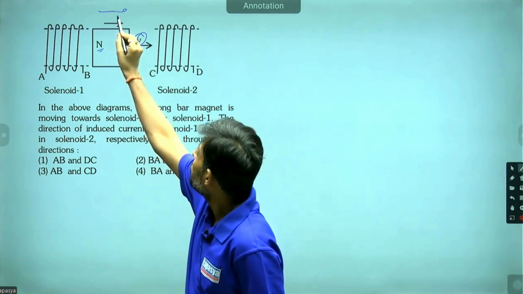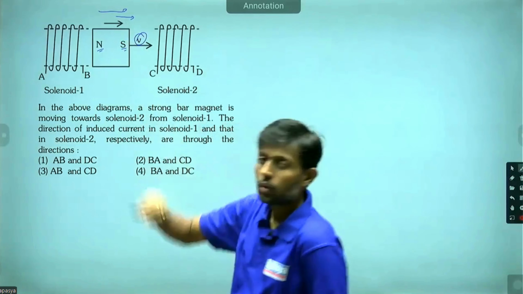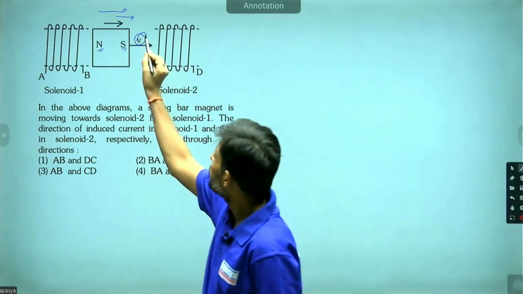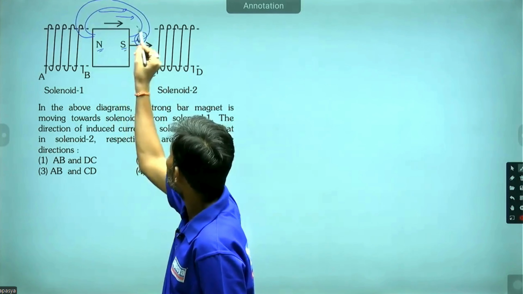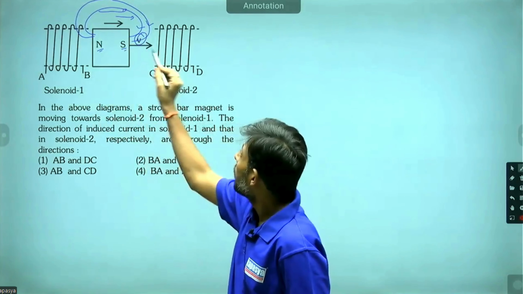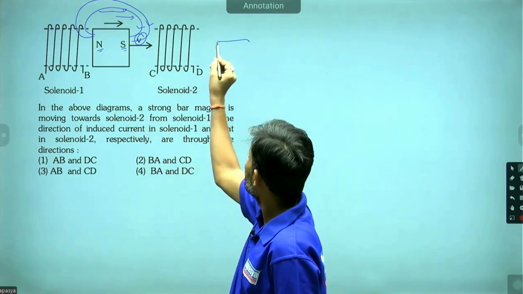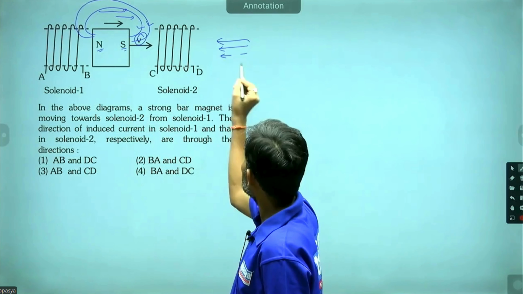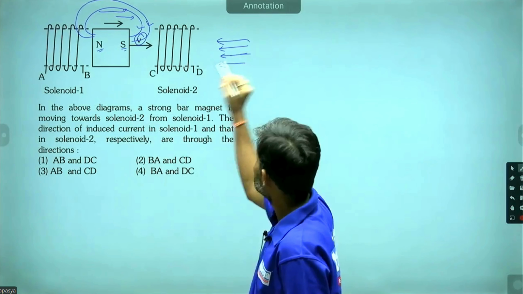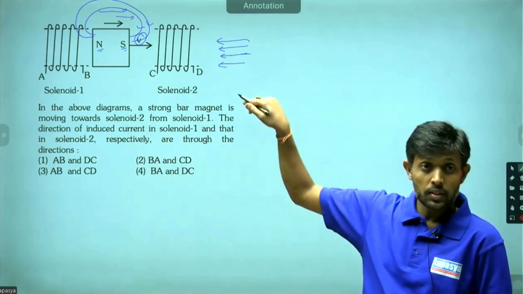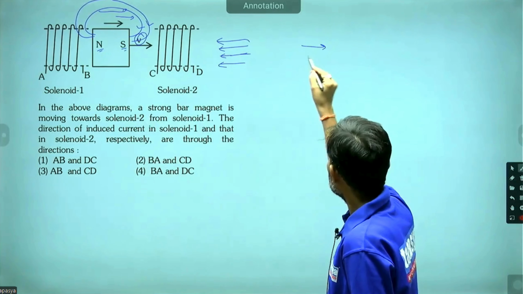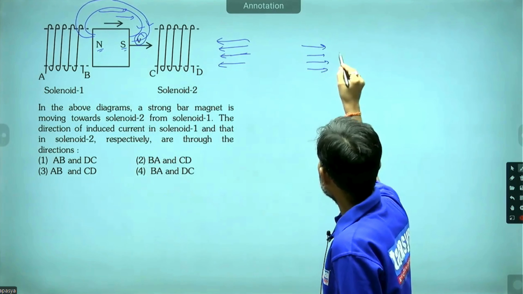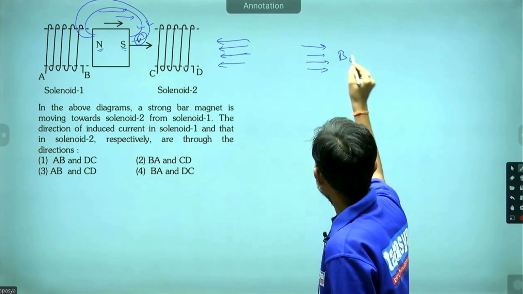South pole is being moved towards this CD coil. If the south pole moves towards this, we know the magnetic field in a magnet is like this. Basically the magnetic field in this direction is getting increased. To oppose this increase in magnetic field, there will be an induced magnetic field. There must be an induced magnetic field in the opposite direction.